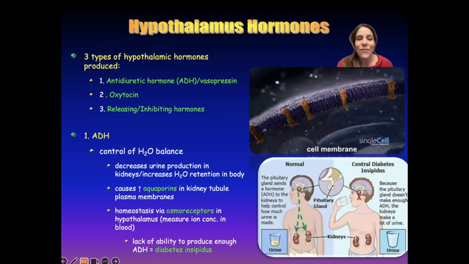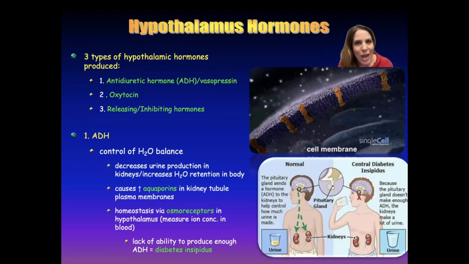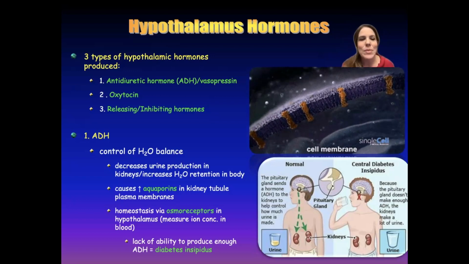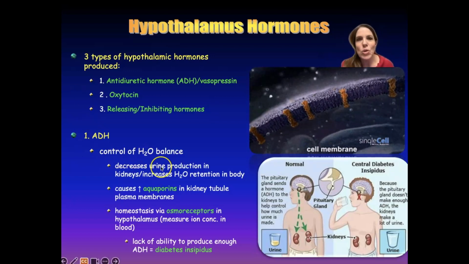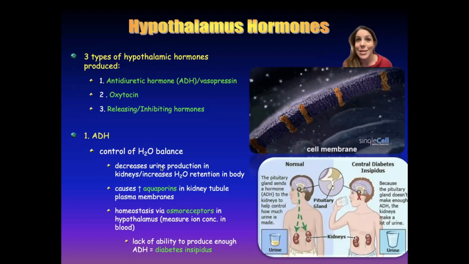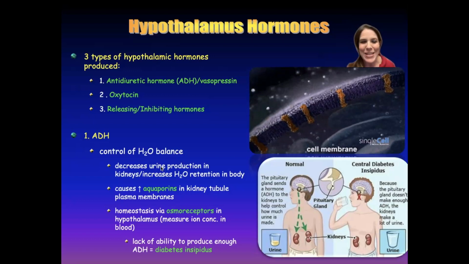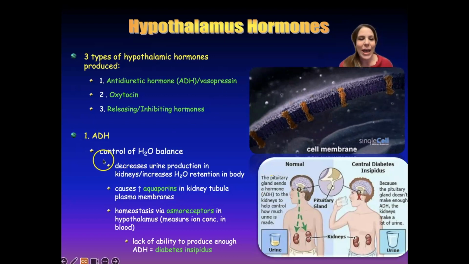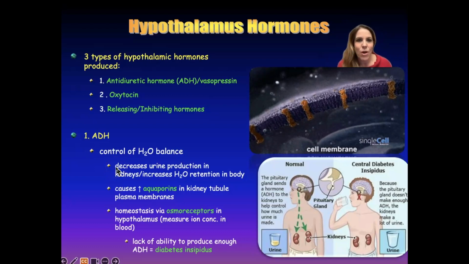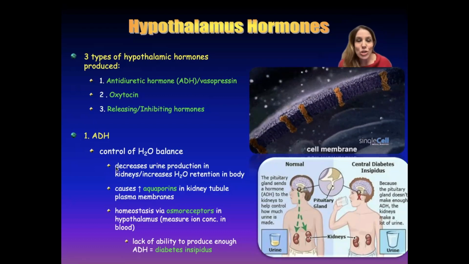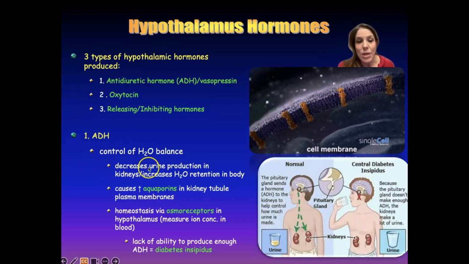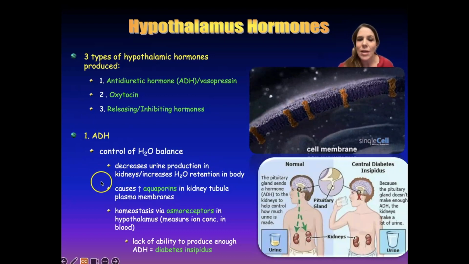So there's a lot of them, but we're going to start off talking about ADH, antidiuretic hormone. And if you hear the term uretic or diuretic, you think of water, right? So ADH controls water balance in the body, or at least controls the things that control the water balance in the body. Overall, ADH is amazing. It's important. It's going to affect everything from water retention to blood pressure. Overall, it's going to decrease urine production in the kidneys.